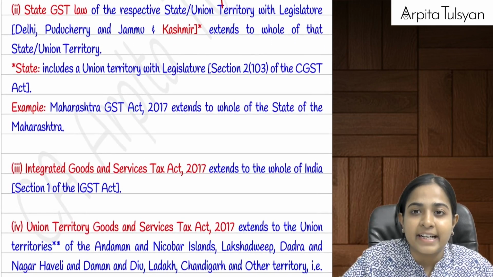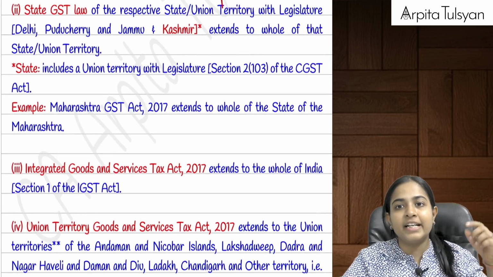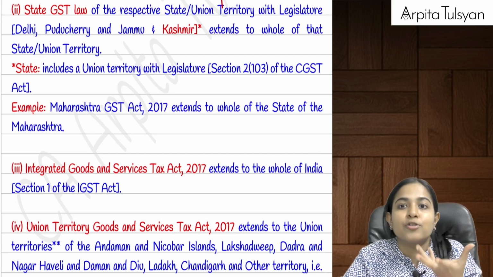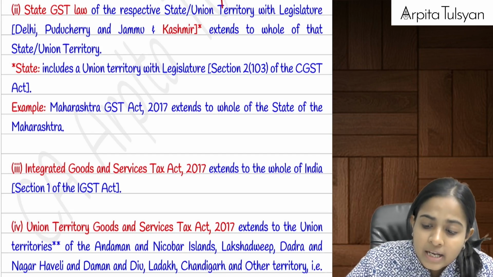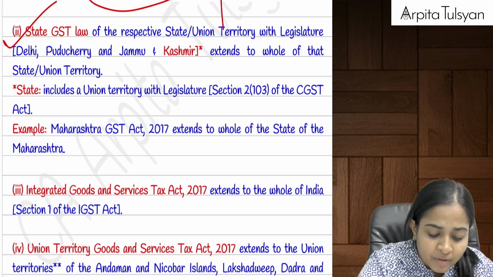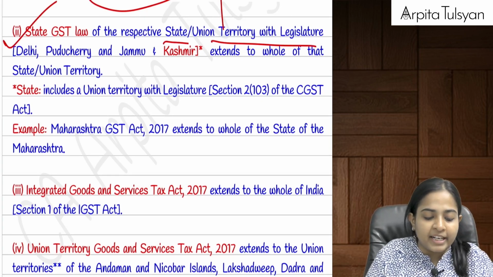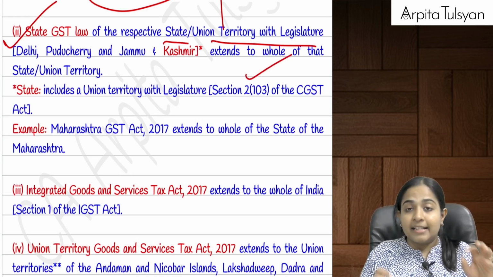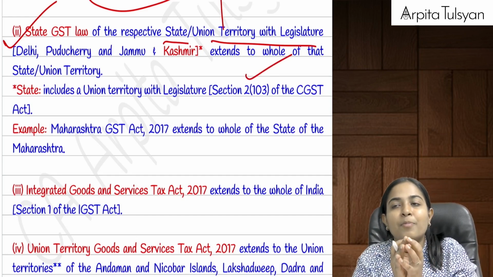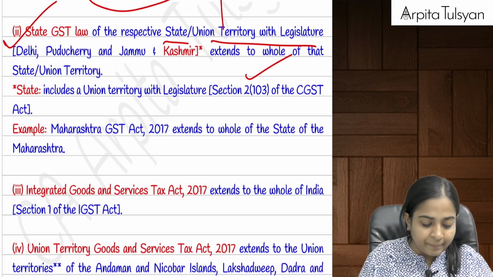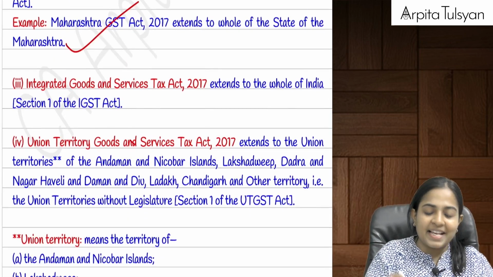Ma'am, why did we study the definition of India? Because the CGST Act is applicable to the whole of India. Similarly, the state GST law of the respective state or union territory with legislature, that is Delhi, Jammu Kashmir, Puducherry, also extends. Now the state law, say Maharashtra SGST law, is going to apply to that particular state. Are you clear with this? Yes, an example is also given here.